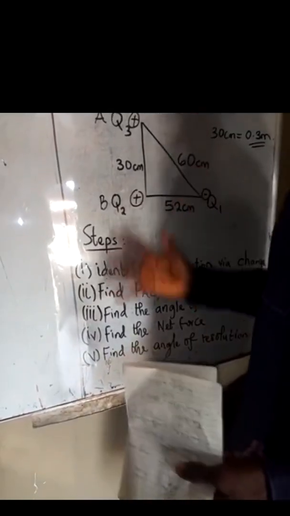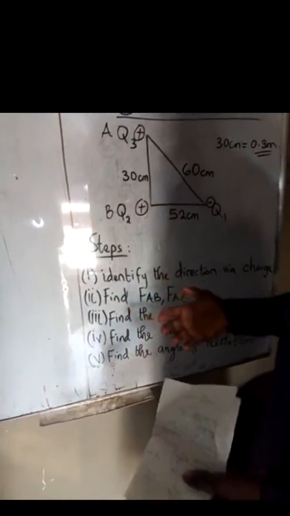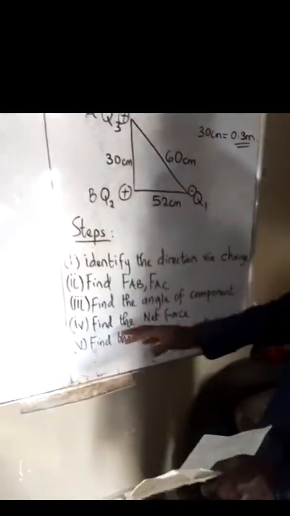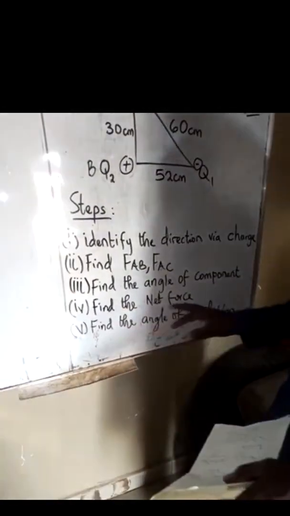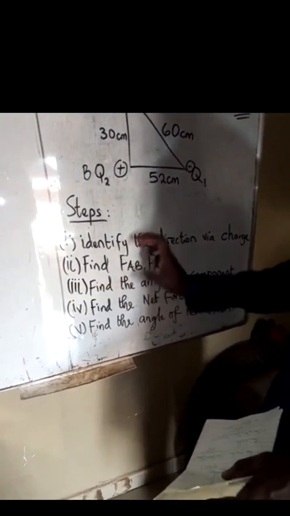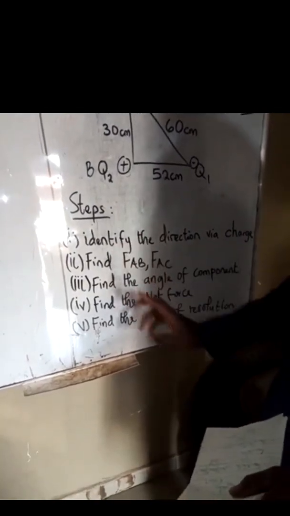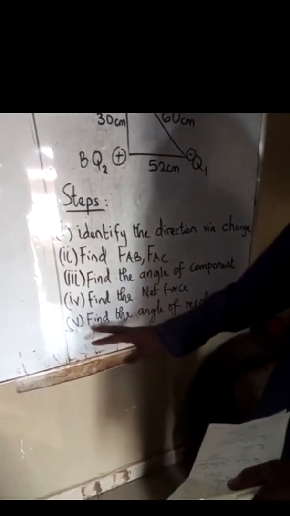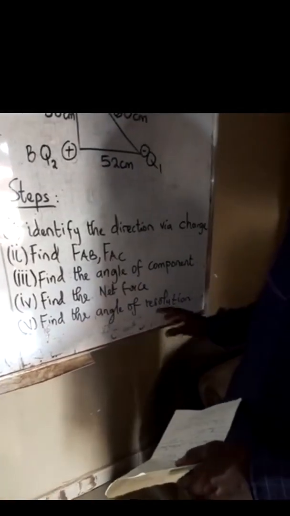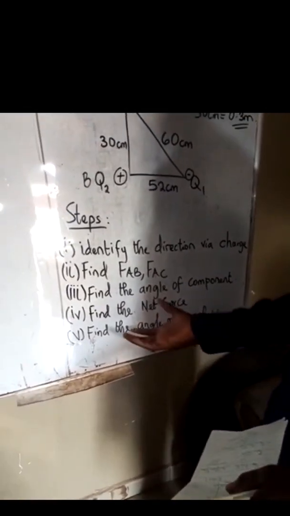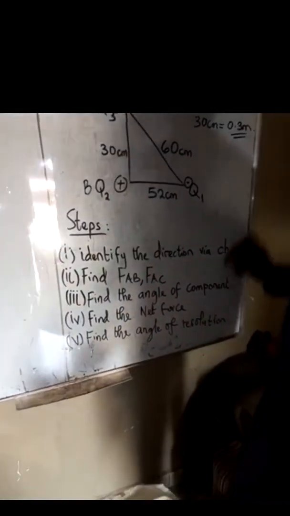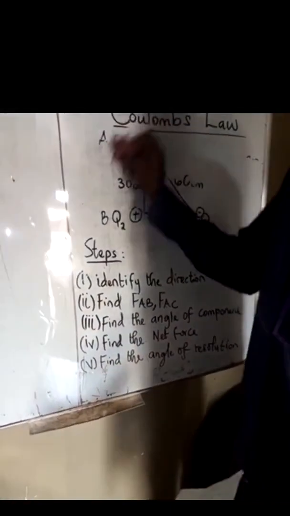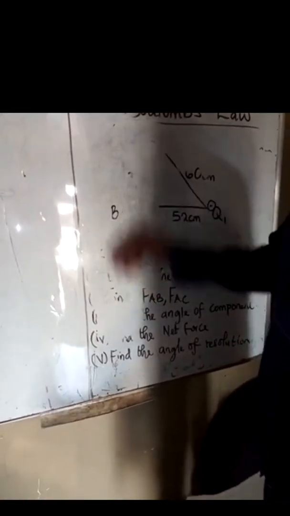Now all this I'm trying to give as explanation before I come up with the solution. Now the next thing is to find the net force. Before you can find the net force, you must have done all these things, that is 1, 2 and 3. Then the fifth is to find the angle of resolution, which is going to be the last thing you are going to do. So let's go there and see how we'll solve this question and arrive at the answer.